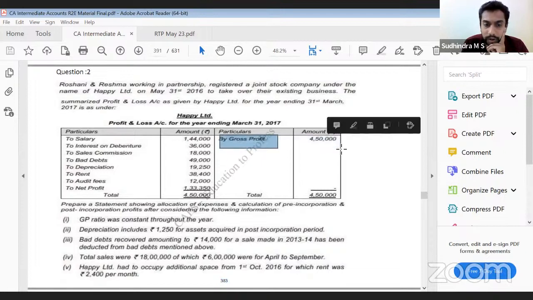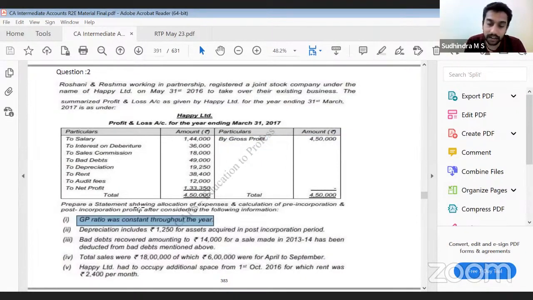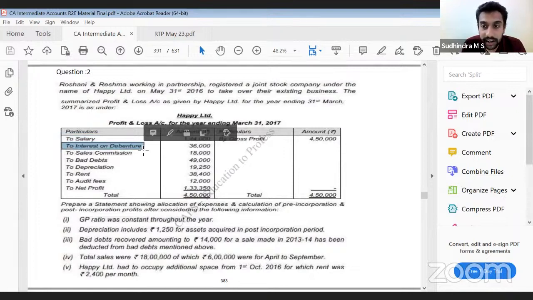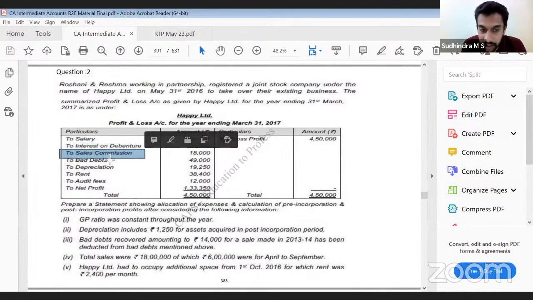Now, gross profit. How do you apportion gross profit? Or rather, the basis of apportionment. Salary? Time ratio. Interest on debentures? Post-incorporation. Sales commission? Sales ratio.